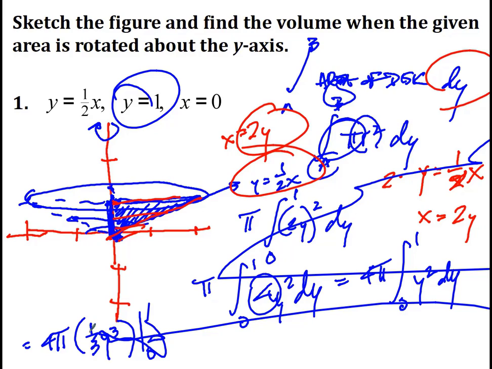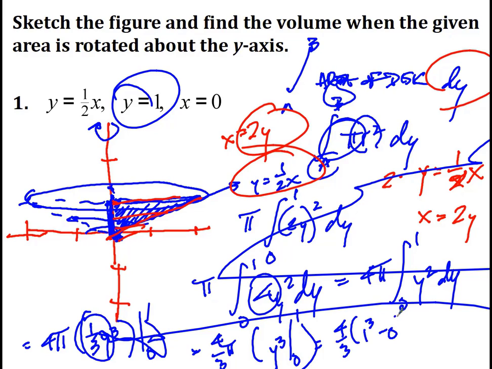Sorry about that. Now, this 1/3 is simply just going to be a constant as well. So I can multiply by the 4 pi to get 4/3 pi. And now I just have y cubed from 0 to 1. So I plug in 1, and I get 4/3 pi times 1 cubed minus 0 cubed, which gives me the answer of 4/3 pi units cubed. And that is our answer for that one.